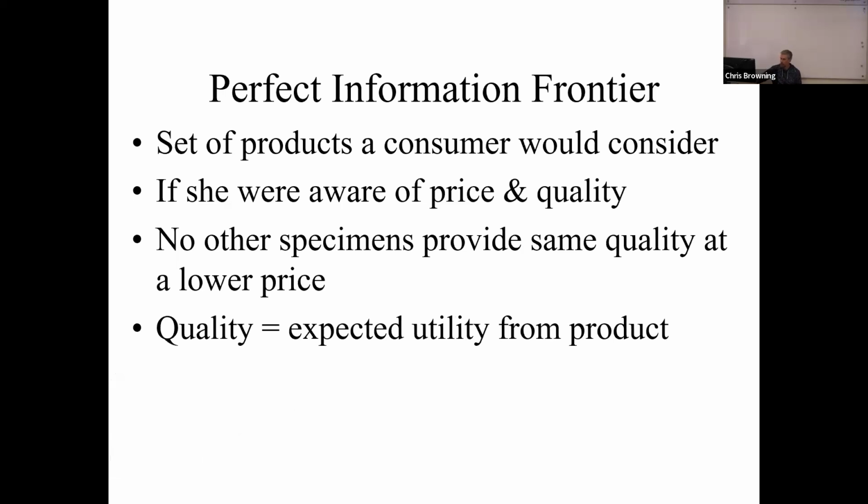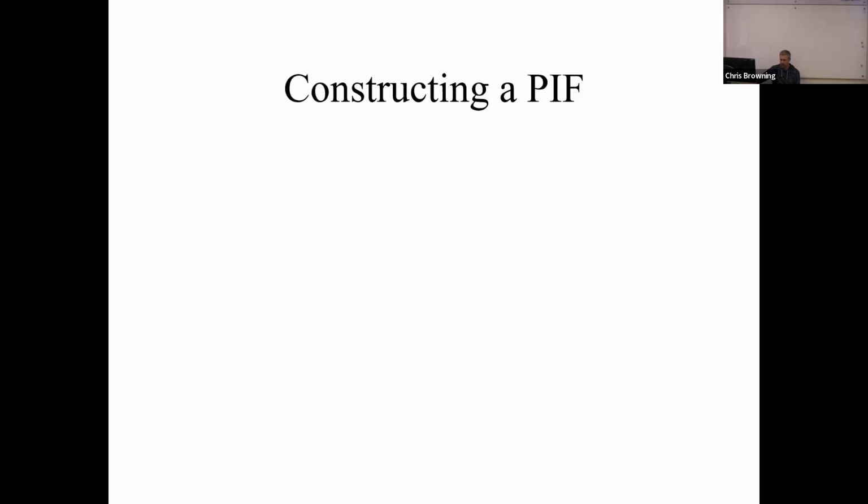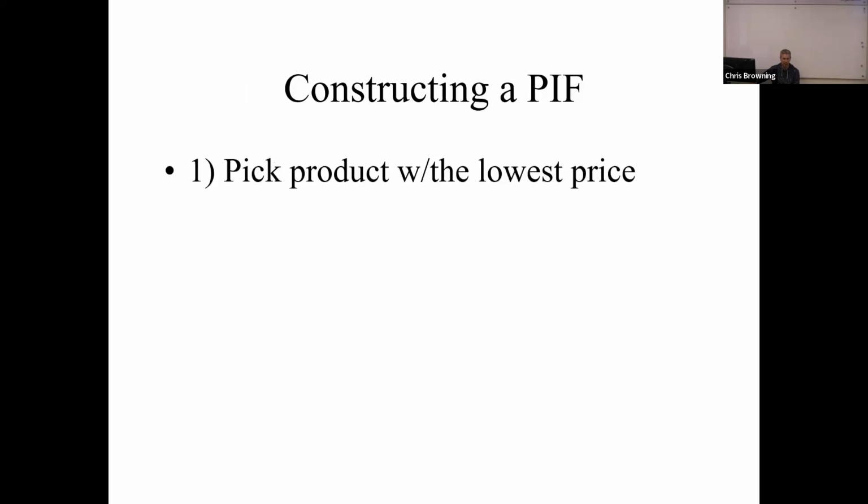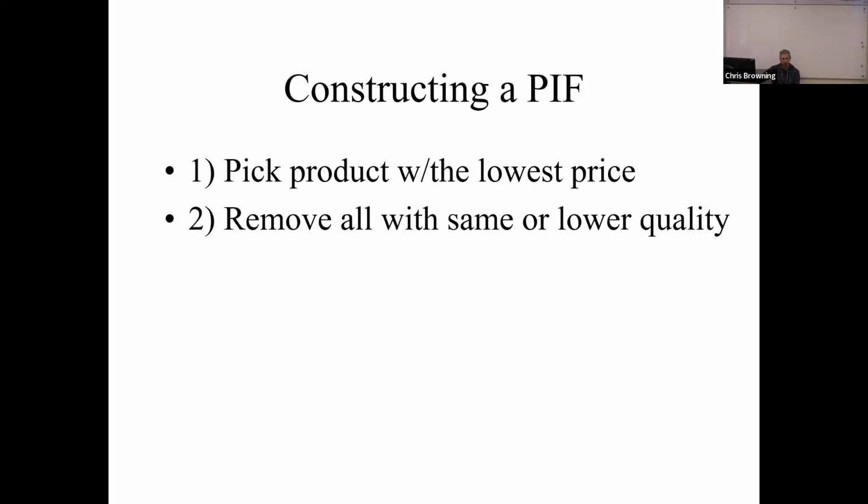Okay. So quality, if we define it, is the expected utility of a product. All right, so how could we construct the perfect information frontier? I can give you this, but we'll just look at an example. You pick the product with the lowest price and remove all products that have the same or lower quality.